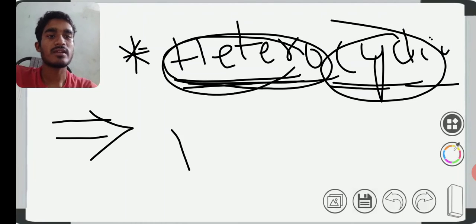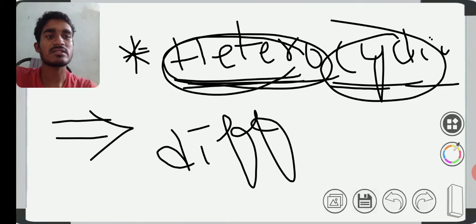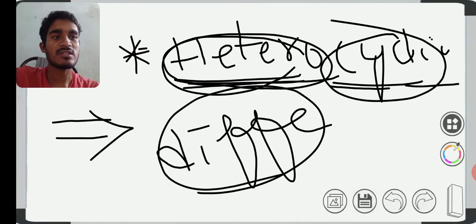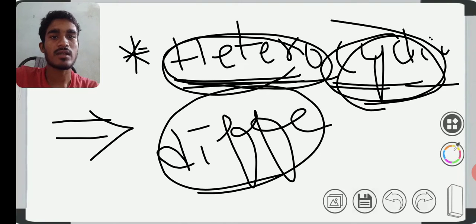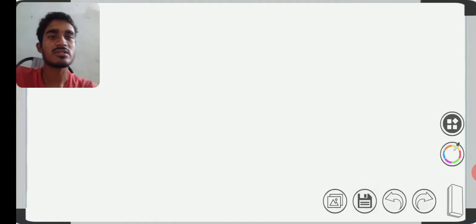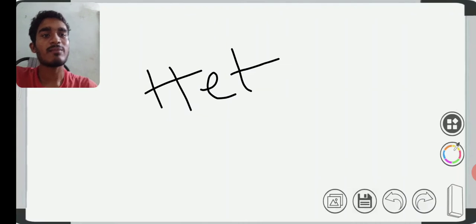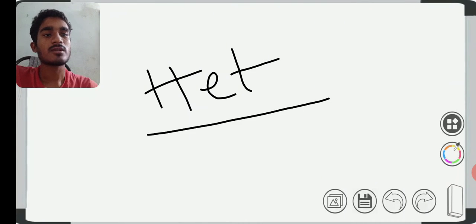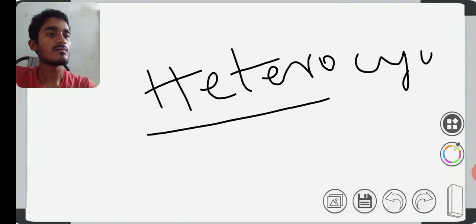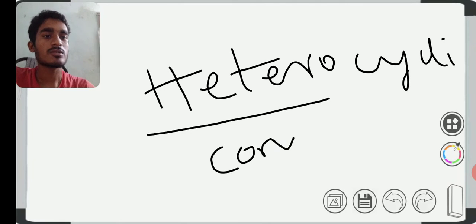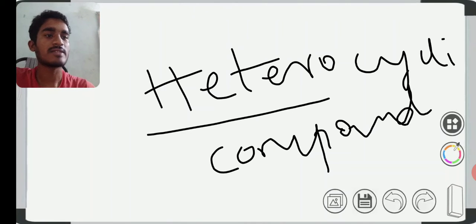Hetero means different atoms we have to see in cyclic form. Cyclic means it looks like a ring form. So every aromatic compound has different atoms with carbon atoms. Now we see the definition: hetero atoms among carbon atoms, that we call heterocyclic compounds. Okay, heterocyclic compounds.